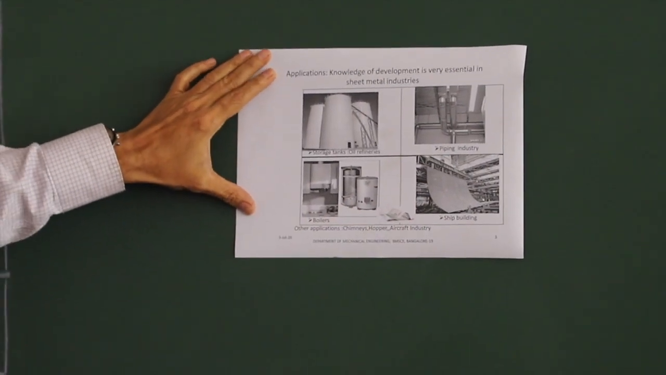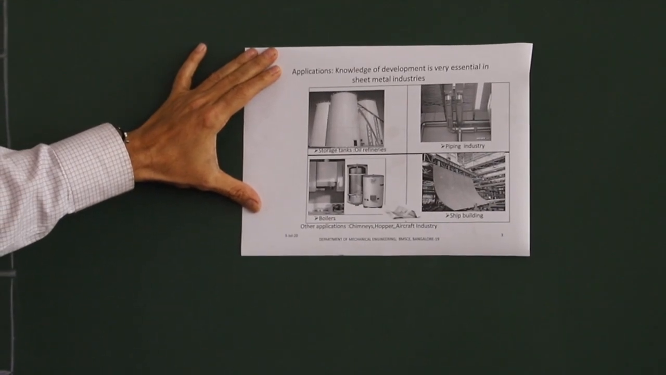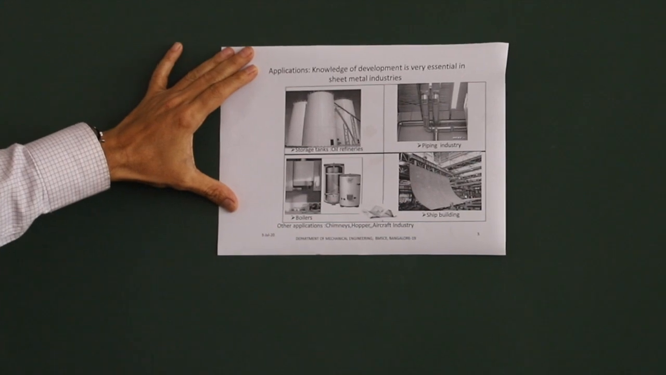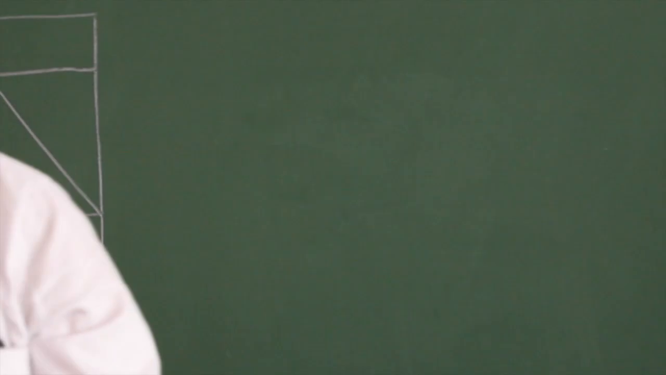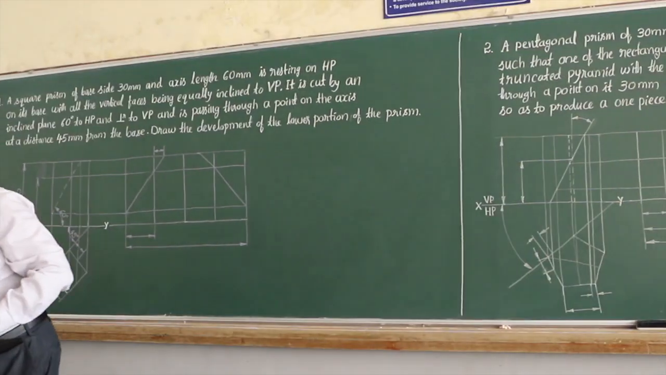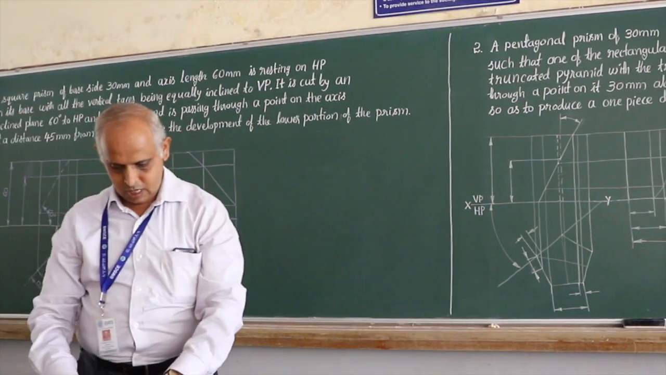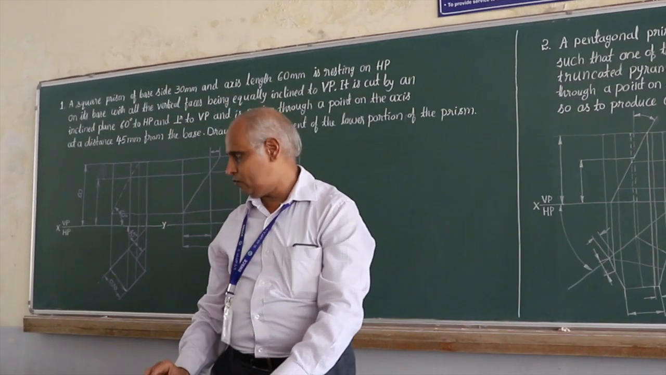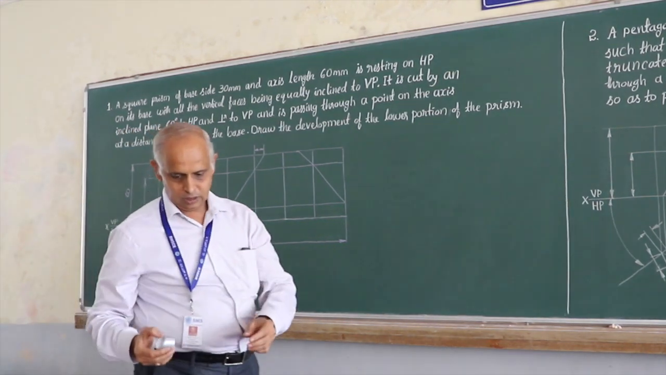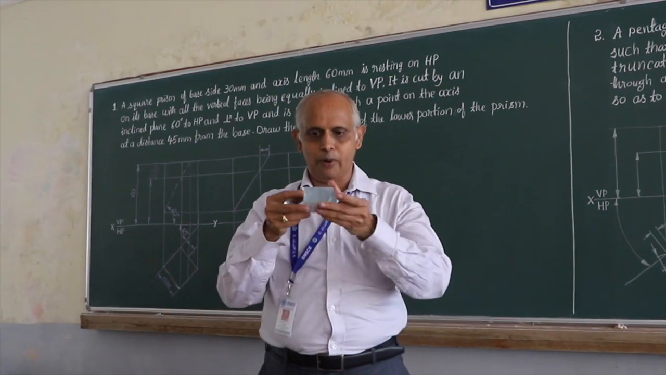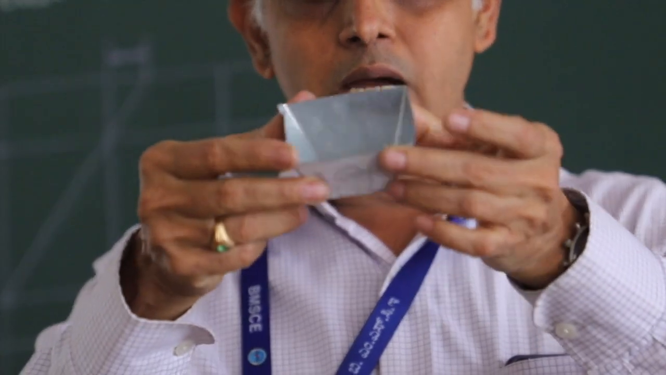For example, in storage tanks, oil refineries, piping industry, boilers, shipbuilding, it could be chimneys, hoppers and a lot of things in the aircraft industry also. In the typical components of development, we have applications like a hopper. This is a rectangle hopper. You can see it's a frustum of a rectangular pyramid.